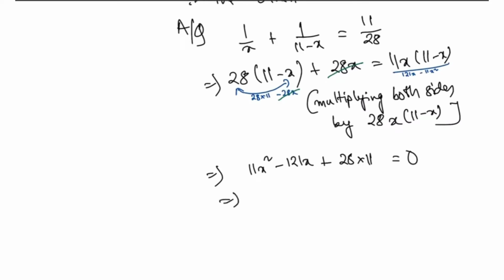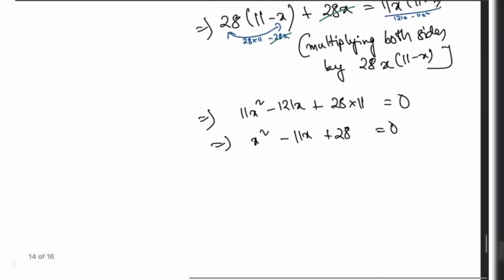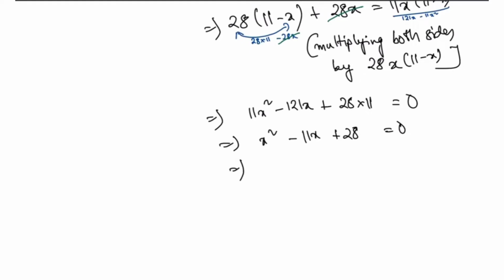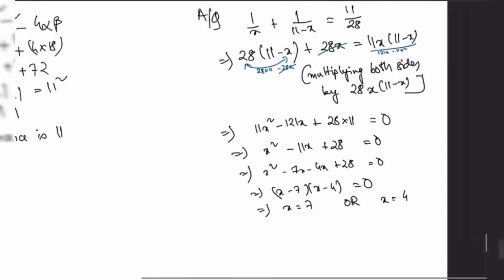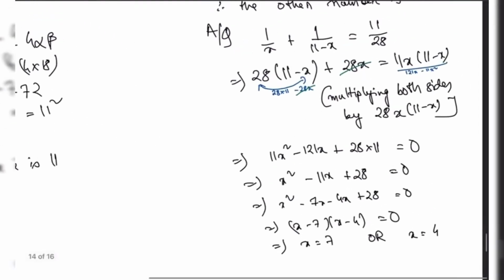Let's divide everything by 11. So x square minus 11x plus 28 equals 0. Now this is a very common form. Still, we want two numbers whose sum is 11 and whose product is 28. So x square minus 7x minus 4x plus 28 equals 0 implies x minus 7 times x minus 4 is 0. This you can verify very easily. Implies x equal to 7 or x equal to 4.